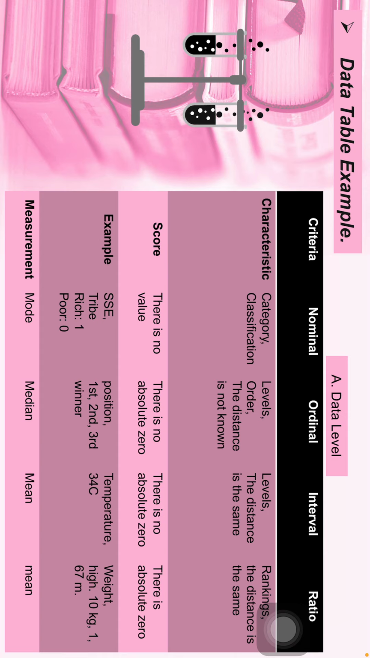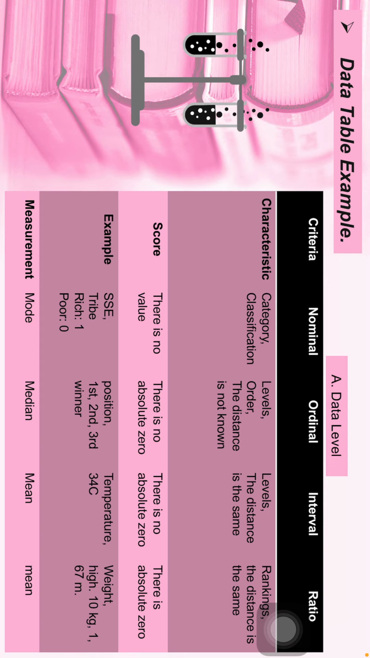The next slide is about the data table example. From all the examples that I have just told you, I summarized them into criteria: characteristics, score, example, and measurement. There are four variables that I have just told you. The first is nominal. The characteristic is category, by using category and classification, and the score is there is no value. The example is tribe, or suku in Bahasa, or rich is 1, poor is 0. And the measurement is using mode.